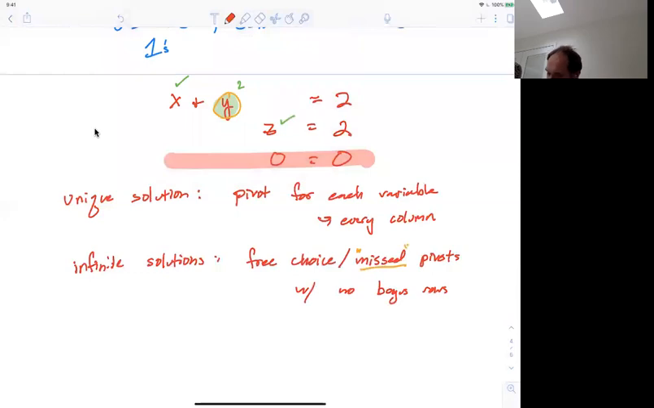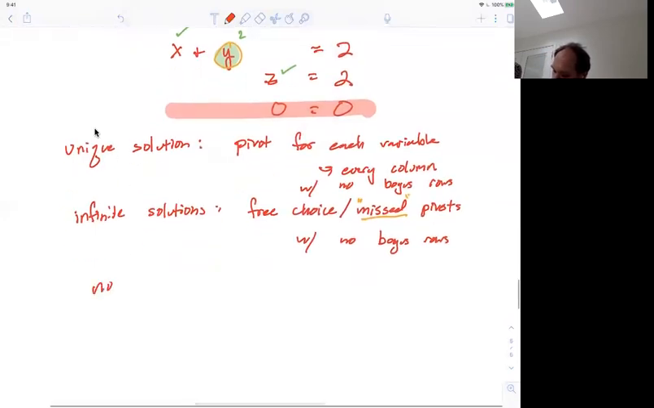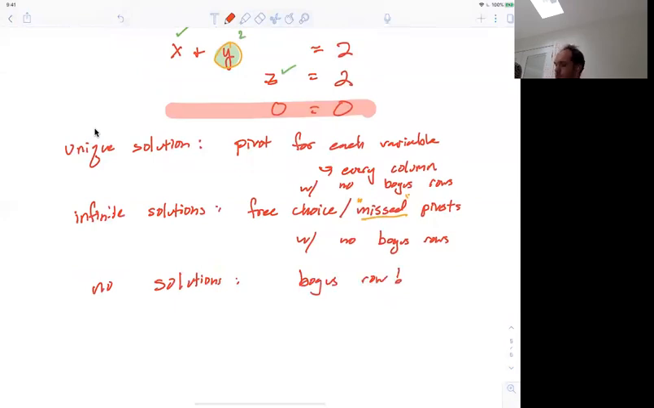And it should go without saying, but for a unique solution, you also need no bogus rows. And finally, the no solutions case, this is easy. This one is all about just having a bogus row. So these are the rules on what you need to identify how many solutions the system has by just looking at its reduced form.